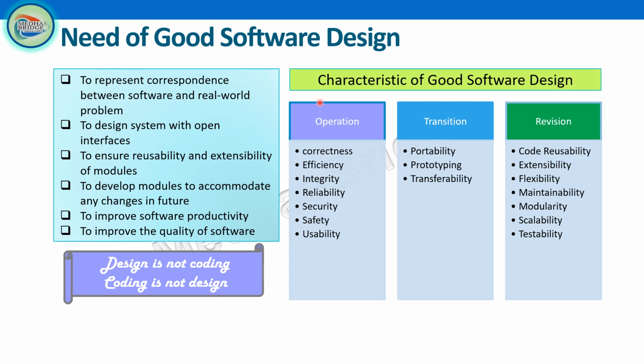There are a few characteristics of good software design. With respect to operations, we need correctness, efficiency, integrity, reliability, security, safety, and usability. With respect to transition, we need portability, prototyping, transferability. With respect to revisions, code reusability, extensibility, flexibility, maintainability, modularity, scalability, and testability.